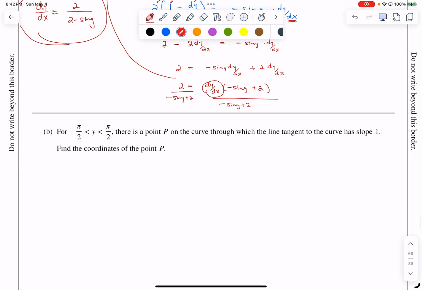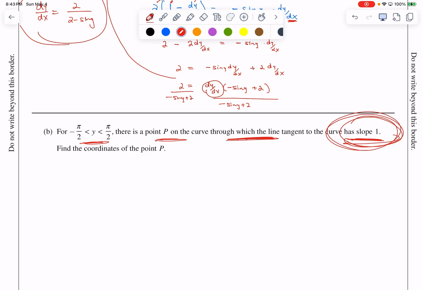We're almost there. From negative pi over 2 to pi over 2. Must be some trig involved. There is a point P on the curve through which the line tangent to the curve has a slope of what? Everybody, what does it have a slope of? 1. All right. So that's where the what equals what? I'm going to read again. From negative pi over 2 to pi over 2, there's a point P on the curve where the tangent line has a slope of what?